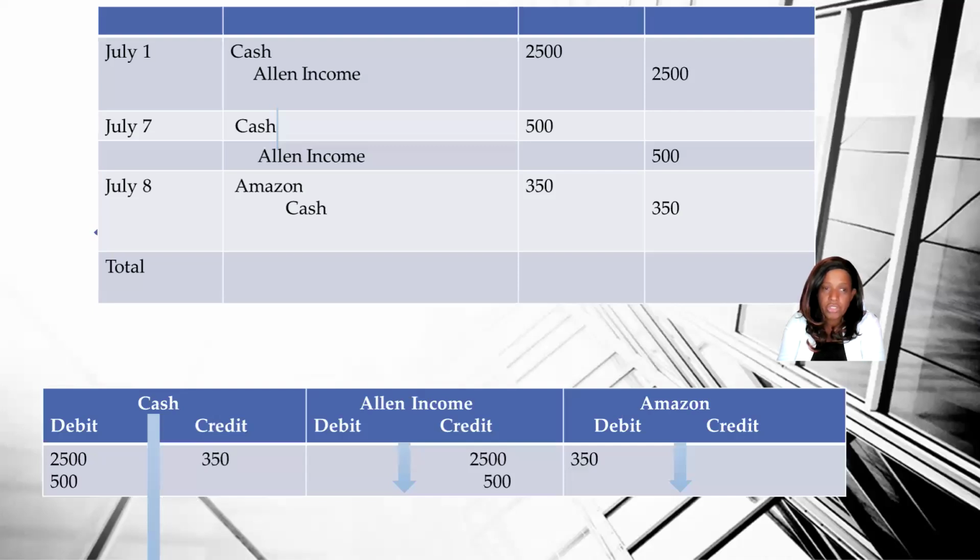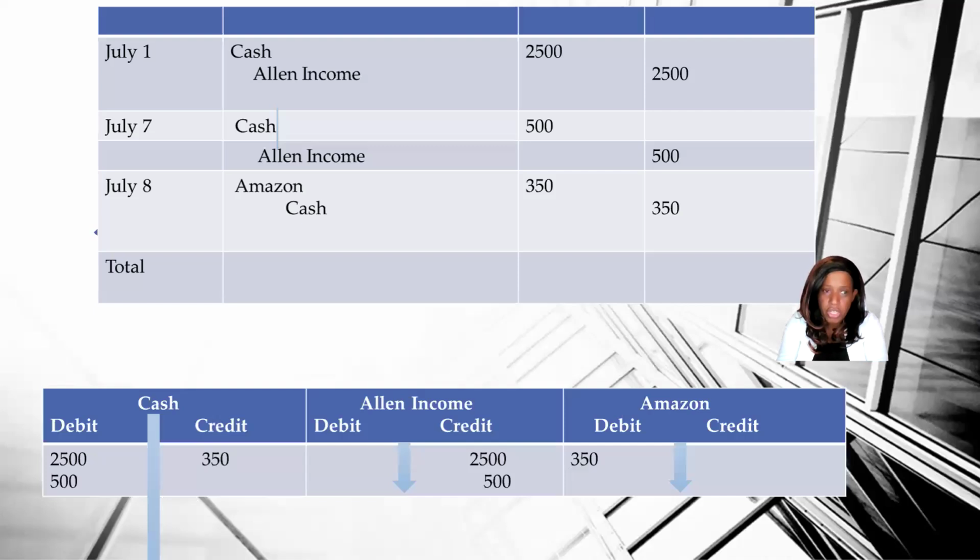Then we look at the next transaction where we made some more money. We put the $500 in the cash account. Then we take the $500 and put it under Allen's income. Now, the last transaction, we have to open a T account for Amazon. Amazon is an expense. We're going to debit the expense for $350 and credit the cash for $350.